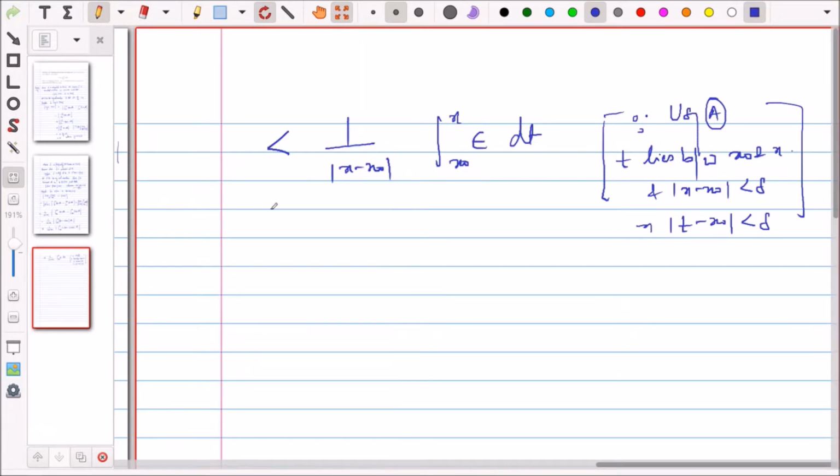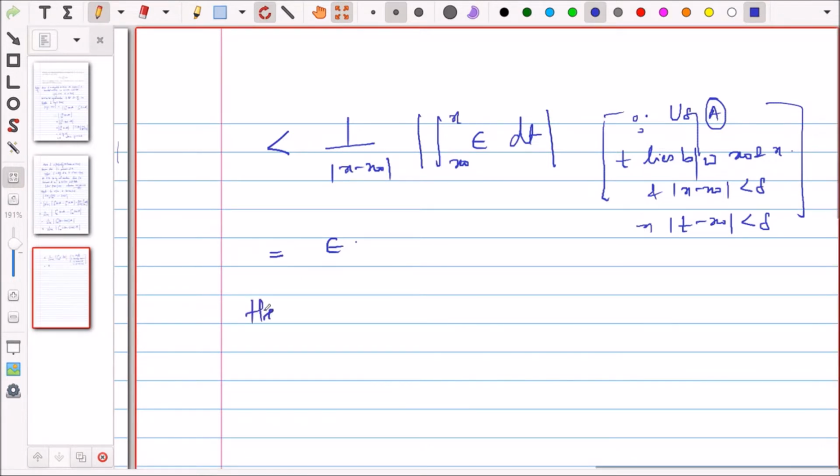So we can take, अब ये constant हो गया, so you will get this equal to epsilon, right? Because when you will integrate, you will get epsilon times x minus x naught, and x minus x naught will get cancelled. So you will get this. Okay?